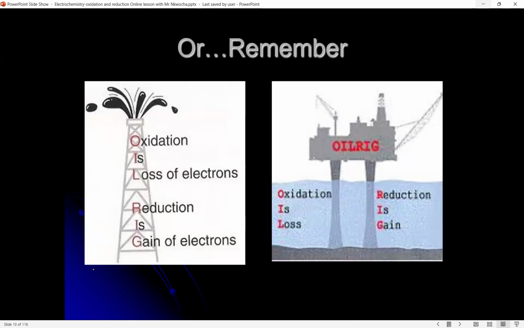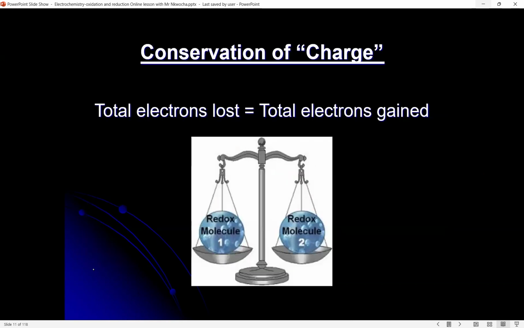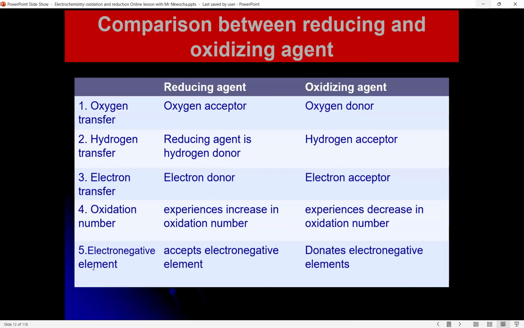OIL RIG is another way to remember. You know that oil rig where they used to get oil from underground? That's easy. So just a summary here of the different ways we can summarize it. All these definitions are put together, and you can just screenshot it. Whenever you are talking about oxidation, you can compare oxidation to reduction just by using this.